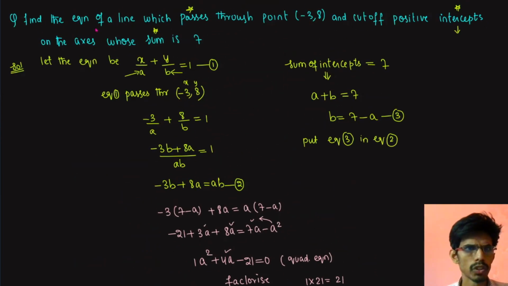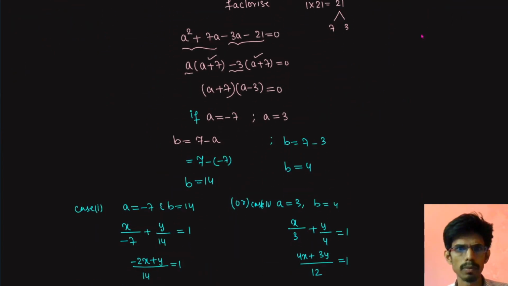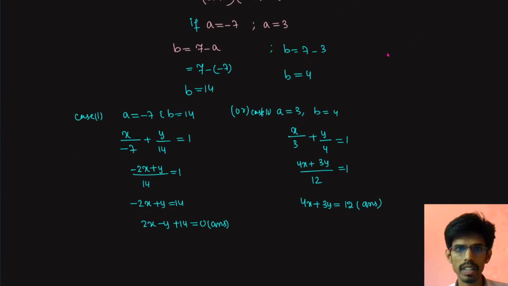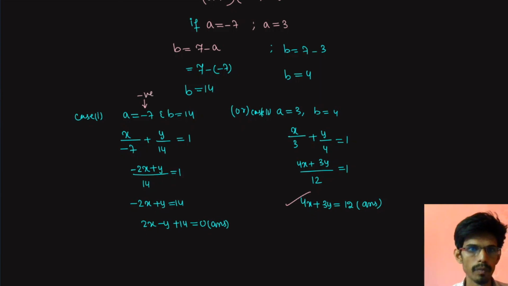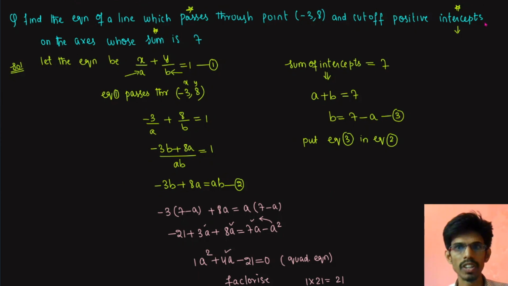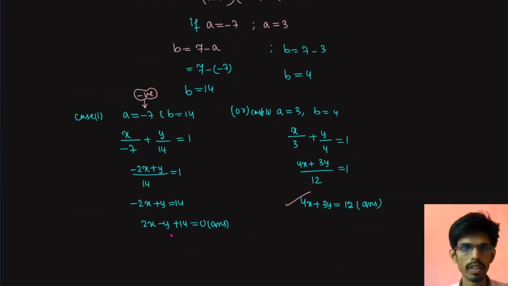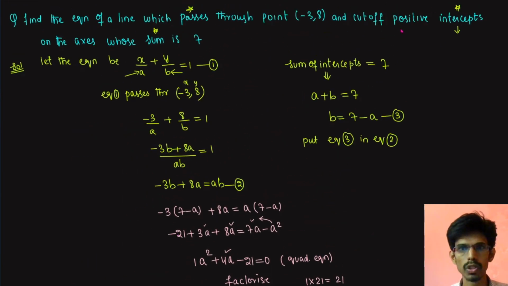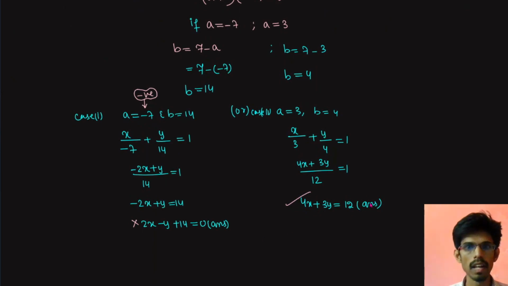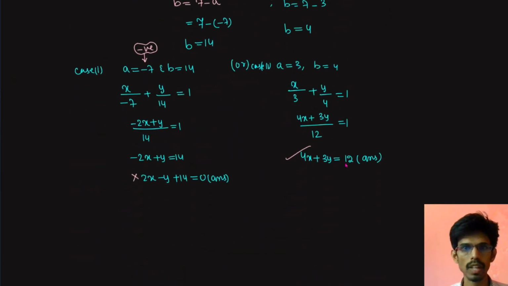The question is the equation of a line which passes through this point and cuts off positive intercepts. So he said positive intercepts, right? So the correct answer will be this one, because here we have a negative intercept also. But in the question, he mentioned positive intercepts, so we have to eliminate this answer. If he didn't mention positive, then both would be the answers. As he has mentioned positive, we have to take this as the answer.